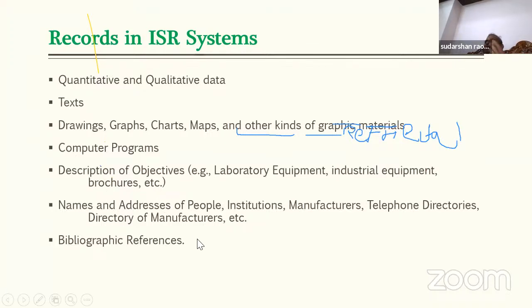Then of course, sometimes you can keep only bibliography references. Sometimes you can keep bibliography references followed by the document reference, and a small abstract can also be there. Some annotation can also be there. Sometimes, not only that, the entire document also you can preserve there. Nobody can question. So all these things can be the records. What kind of items can be stored in a database, in a storage in an ISR system? These are all the things.